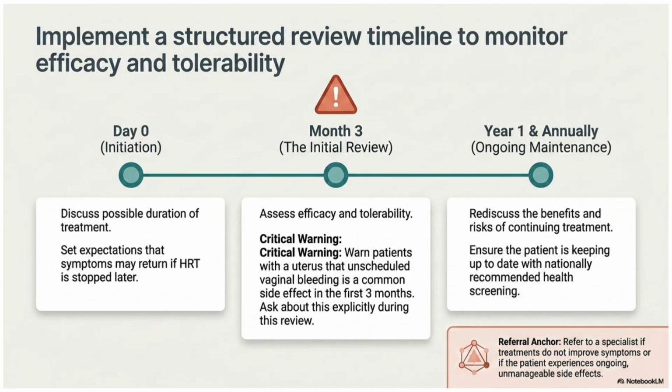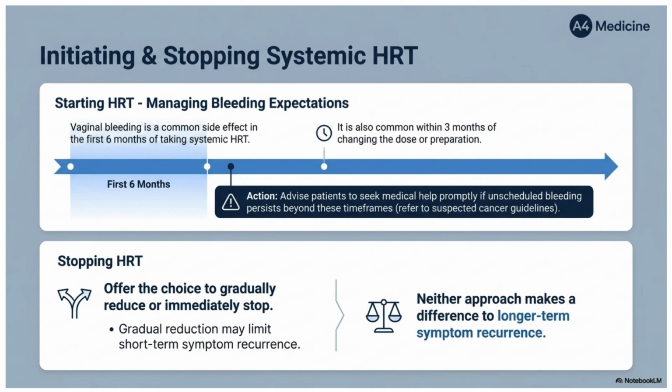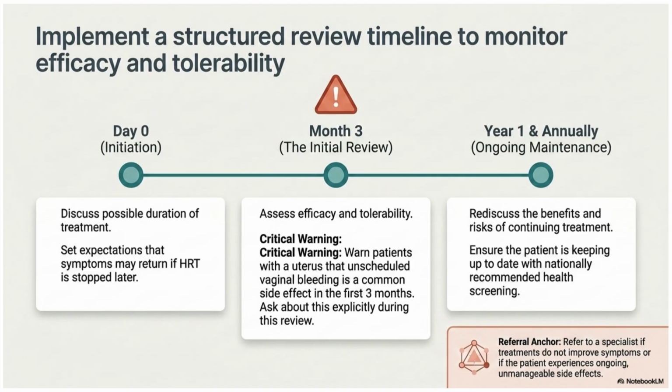Unscheduled bleeding on HRT. Bleeding must be interpreted in relation to the HRT regimen and when treatment begins. A planned monthly withdrawal bleed is expected with sequential combined HRT. Unscheduled bleeding means bleeding that occurs outside the expected pattern. In someone with a uterus, irregular bleeding is common during the first 6 months after starting systemic HRT and during the first 3 months after changing the dose or preparation.